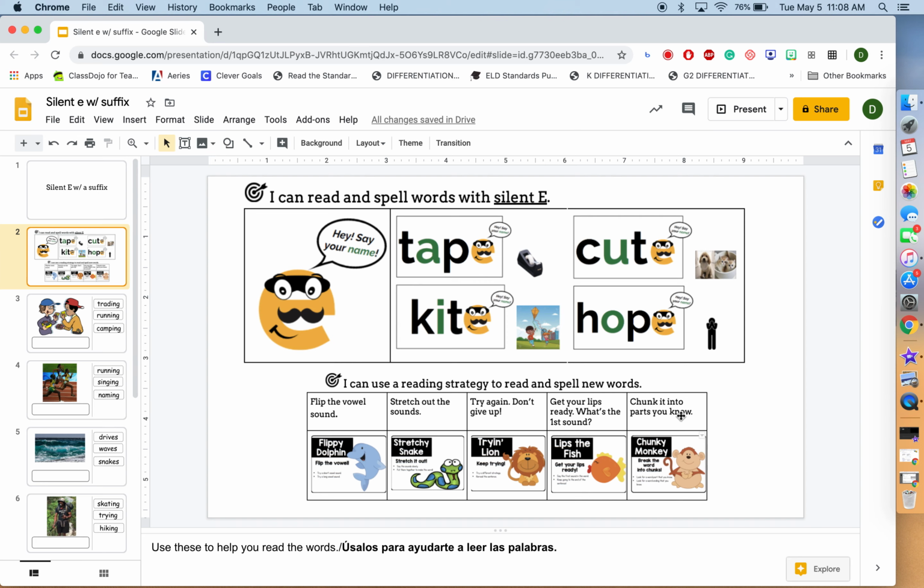The reading strategies one, because we are going to practice reading in this assignment. So just a quick review on the strategies you could use if you need to. And then an anchor chart about silent E to help you remember that the silent E makes the vowel say its name. In other words, the silent E makes the vowel say its long vowel sound.